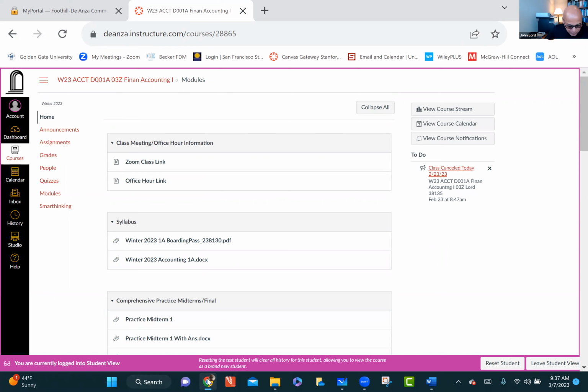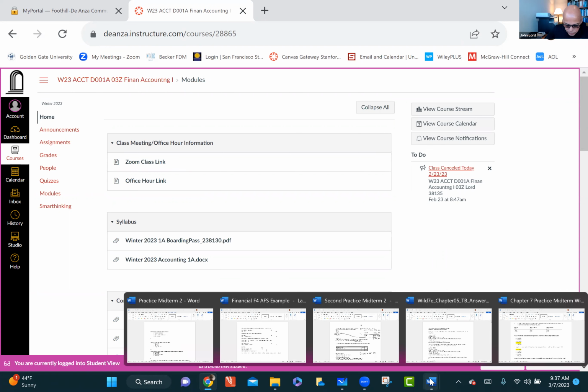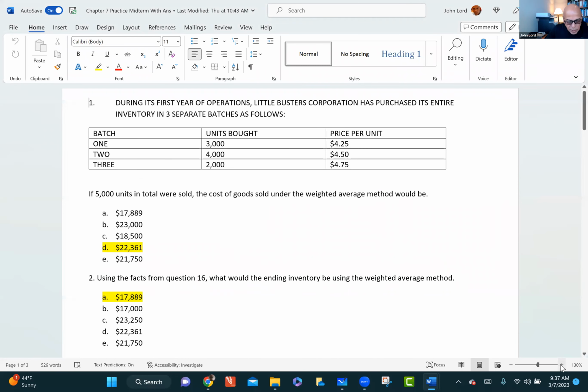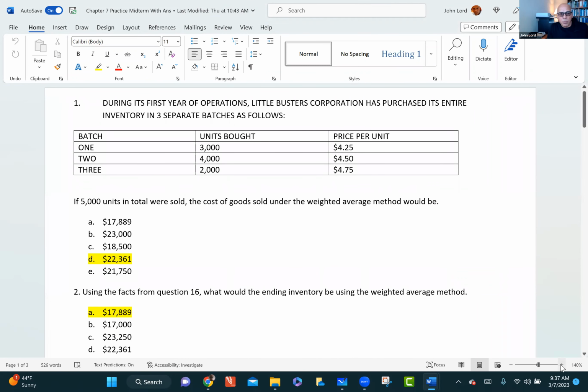All right, good. So let's just jump into these chapter 7 questions. I think I can make that a little bigger. And remember, we said that we were going to practice valuing our inventory using 3 methods: first in, first out, last in, first out, and weighted average. That's what I'm going to do with these. And what we're going to calculate is the ending value of the inventory and the cost of goods sold.